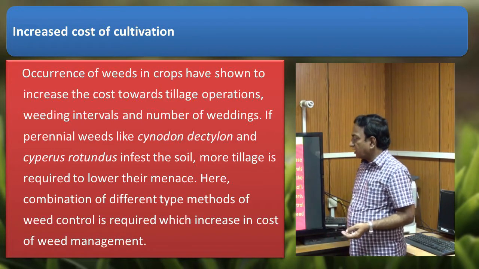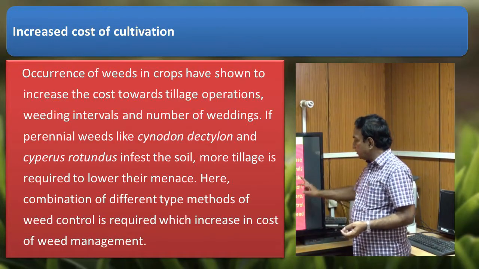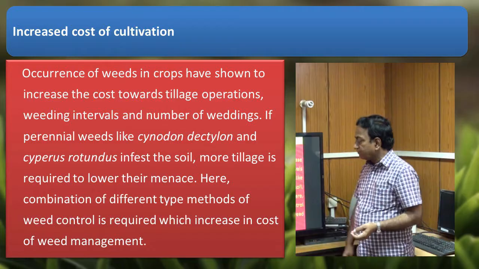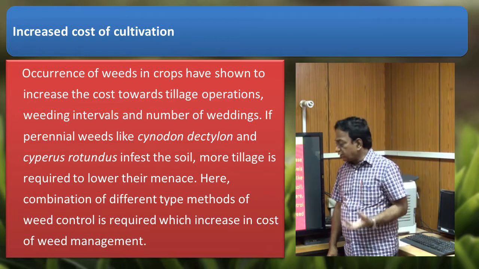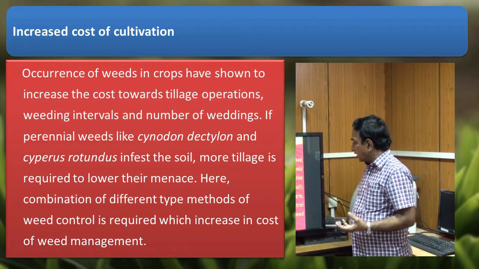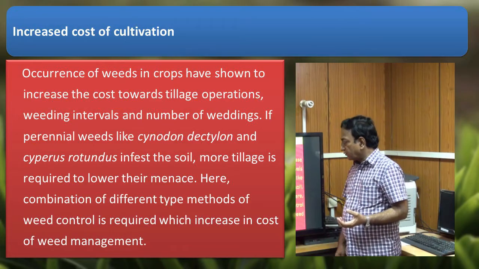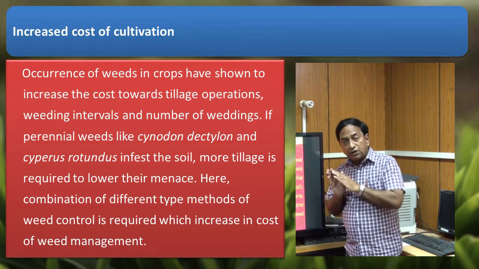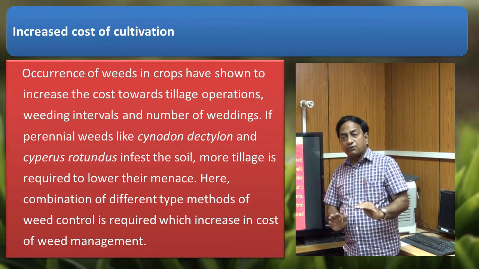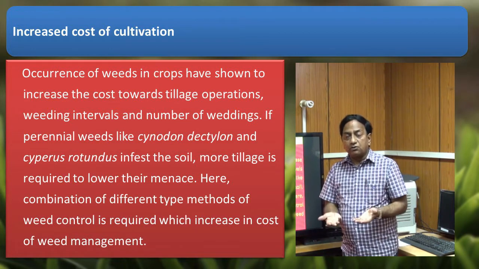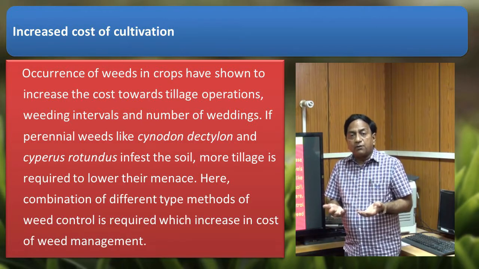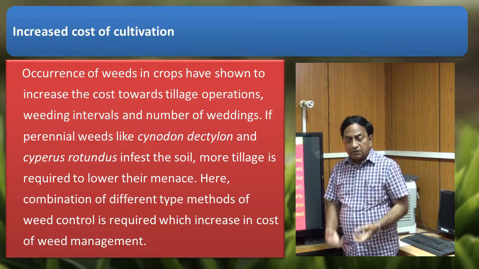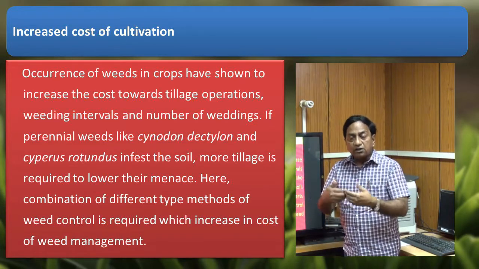Weeding intervals and number of weedings. If perennial weeds like Cynodon dactylon and Cyperus rotundus infest the soil, more tillage is required to lower their menace. Here, a combination of different methods of weed control is required. So you cannot generalize for a particular type of tillage. You have to select what type of tillage should be operated to have minimum weeds in the soil in days to come.